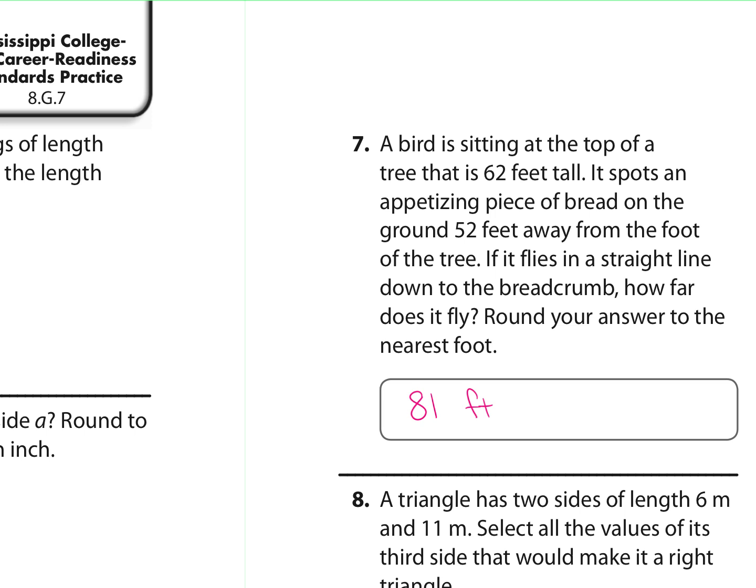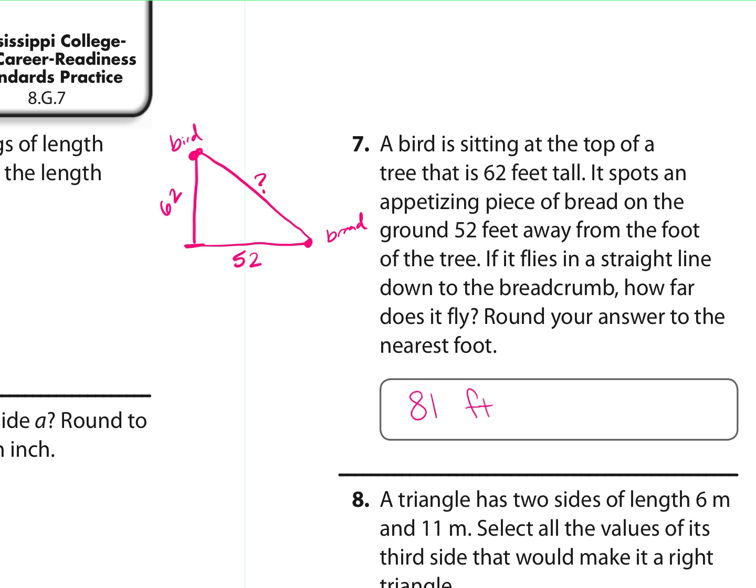So we have this bird sitting at the top of a tree. And the tree is 62 feet tall. It spots a piece of bread on the ground. I might even note this is the bird, this is the bread. And it's 52 feet away from the foot of the tree. So 52 feet from the foot of the tree to the bread along the ground. It flies in a straight line down to the breadcrumb. So it's going to fly from the top of the tree to the breadcrumb. How far does it fly? That's what it wants to know.